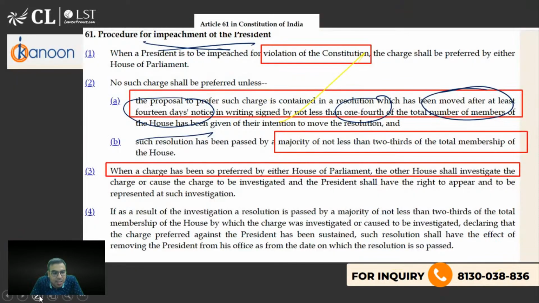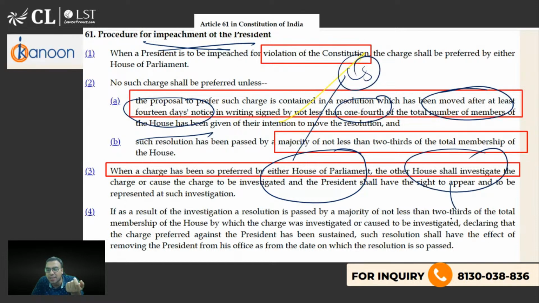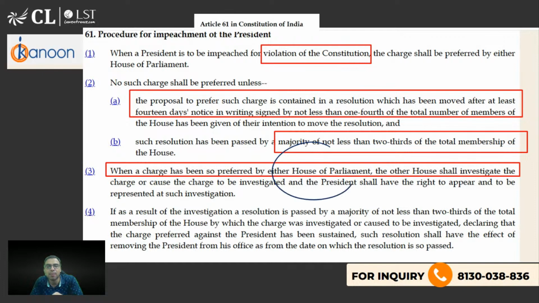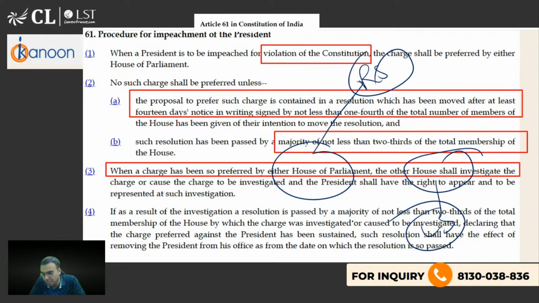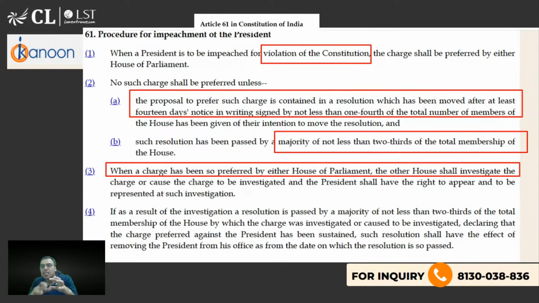Is it clear? And one more thing, if either of the house, let's say Lok Sabha starts the proceeding, then the Rajya Sabha can investigate it. The other house investigates the charges. And if the Rajya Sabha starts the process, then the other house, the Lok Sabha, starts the investigation process. Okay, is it clear? Is this process of impeachment of president clear? Because I will compare it with the removal of a Supreme Court judge. दोनों को मैं compare करूंगा, and I will show that both are not exactly the same.